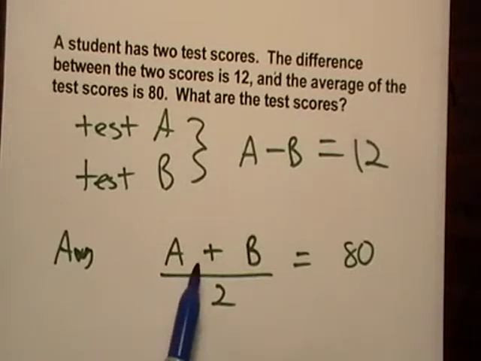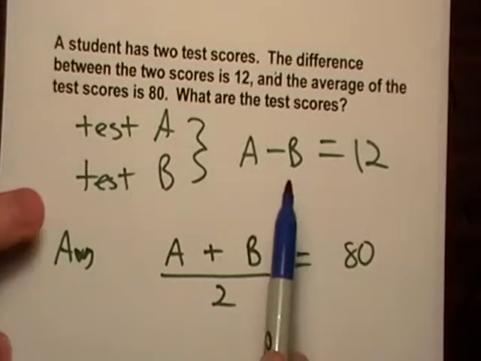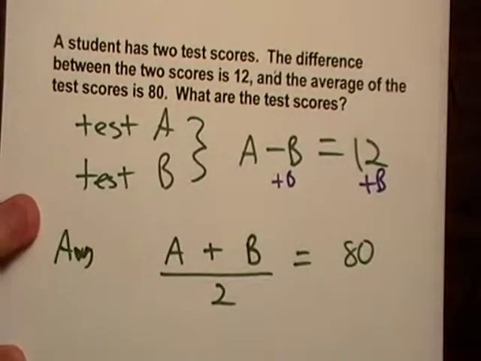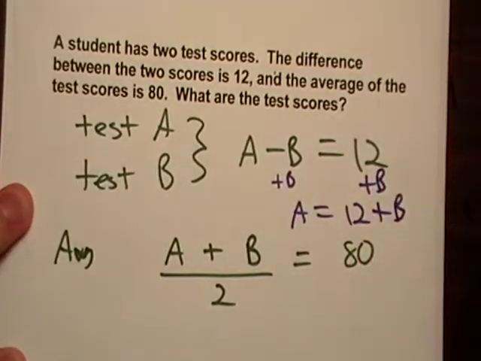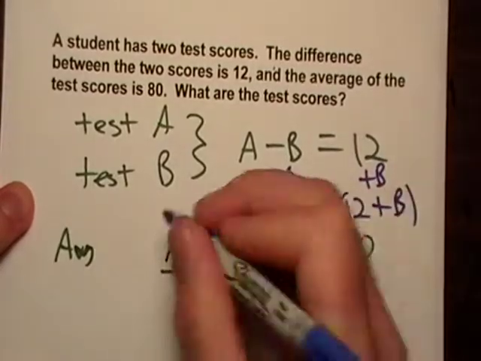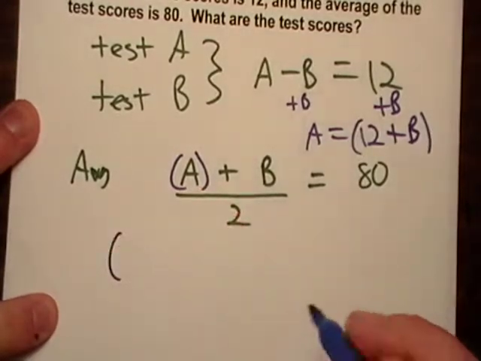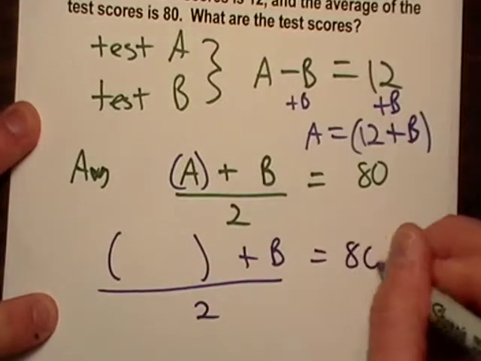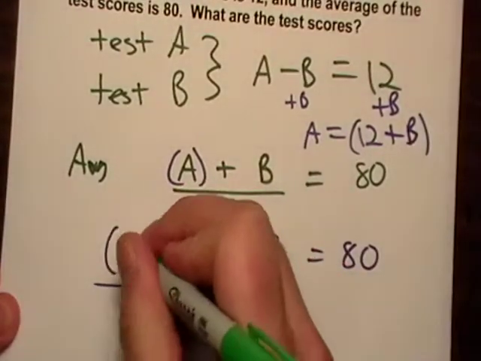The next thing I want to do is get one variable. We're back to just trying to eliminate one of the variables. It looks like we can do that right here by adding B to both sides, doesn't it? And if we do that, we get A being equal to 12 plus B. So that's what A is equal to. Let's go ahead and plug that in. Remember, A was 12 plus B.